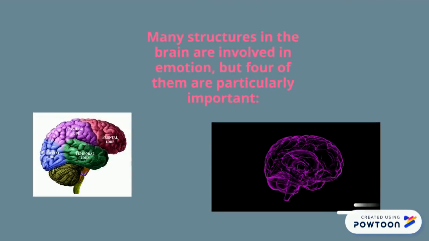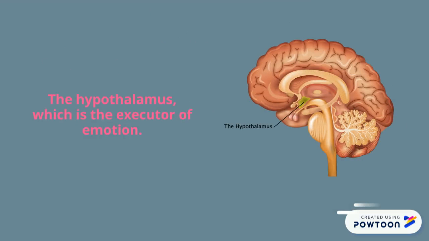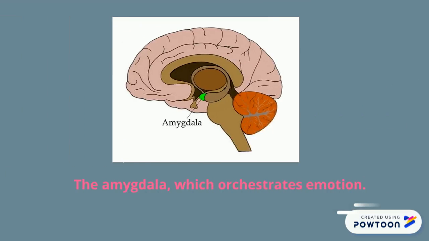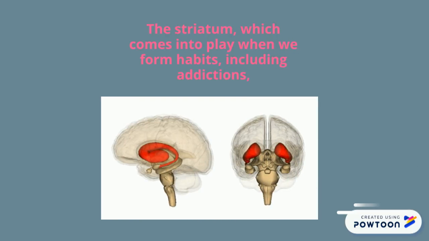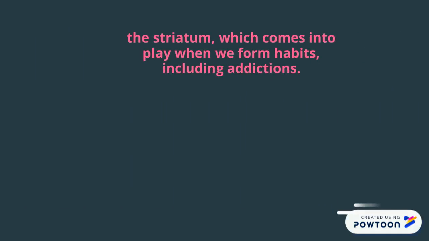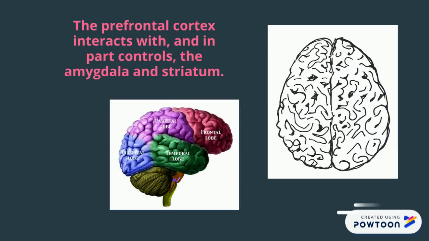Many structures in the brain are involved in emotion, but four of them are particularly important. The hypothalamus, which is the executor of emotion, the amygdala, which orchestrates emotion, the striatum, which comes into play when we form habits, including addictions, and the prefrontal cortex, which evaluates whether a particular emotional response is appropriate to the situation at hand. The prefrontal cortex interacts with and in part controls the amygdala and striatum.